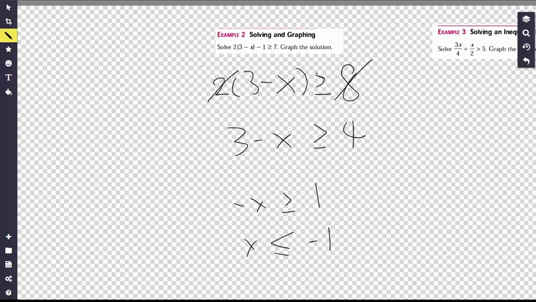So now let's just try a random term. Let's say x was equal to 0. On the left, you would have had 6 minus 1, which was, sorry, 0.